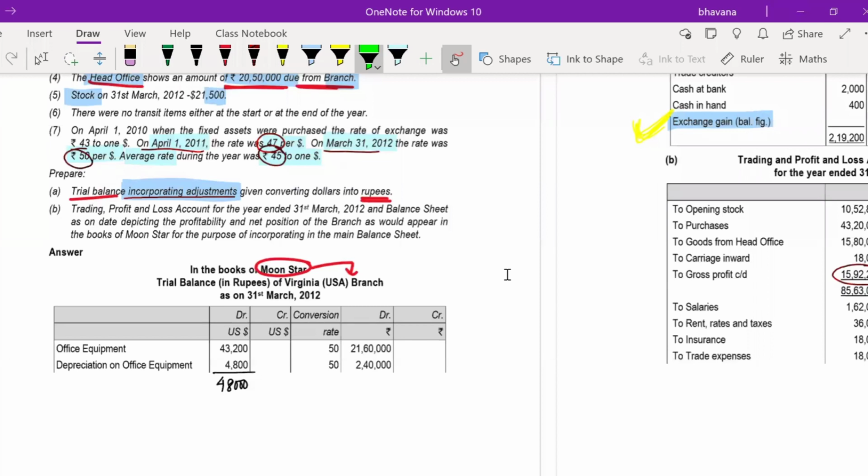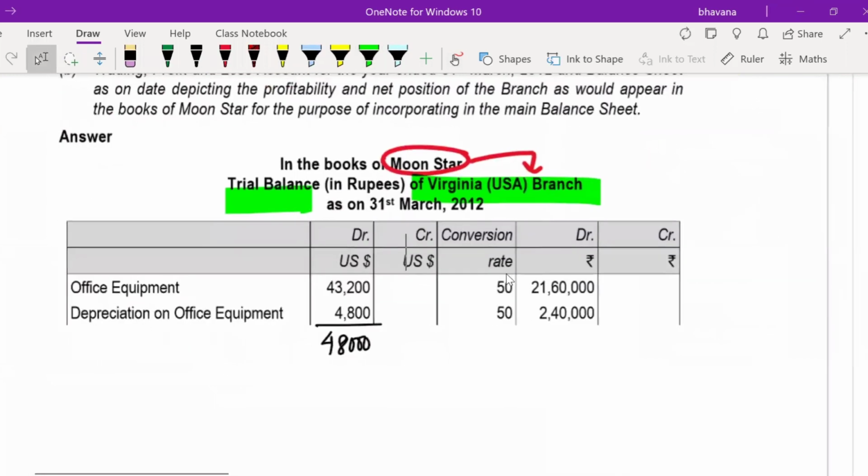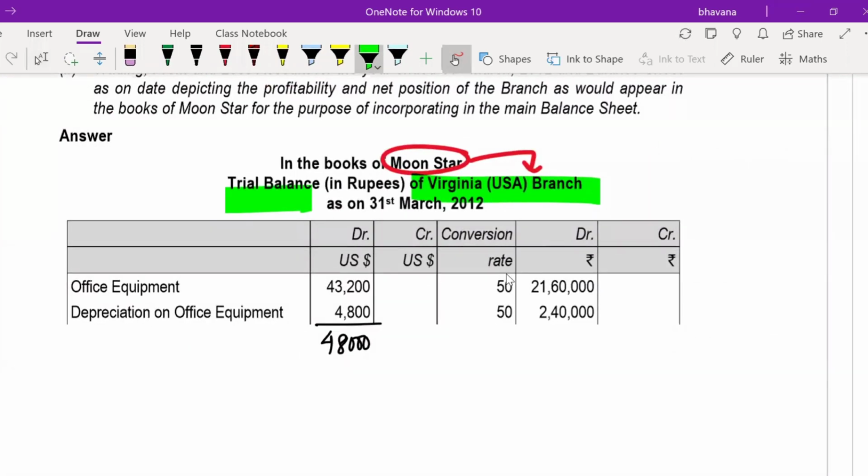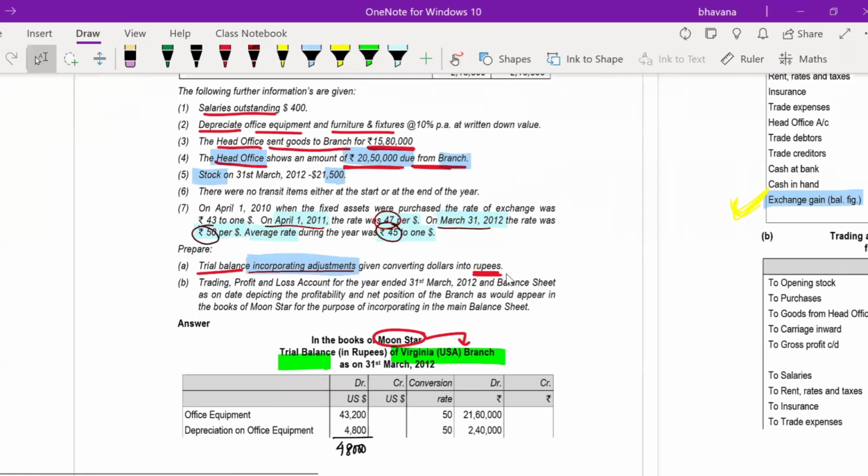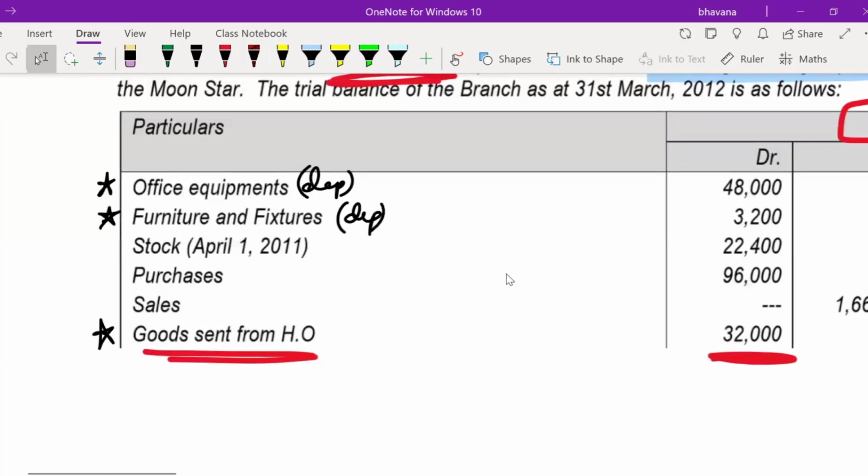Okay, remember that. So in the books of Moonstar, you prepare a trial balance of Virginia, USA branch. You now convert it into INR and prepare it here. First I'll explain using this itself. Office equipment, what rate will you use? Closing rate. Furniture and fixtures, closing rate.